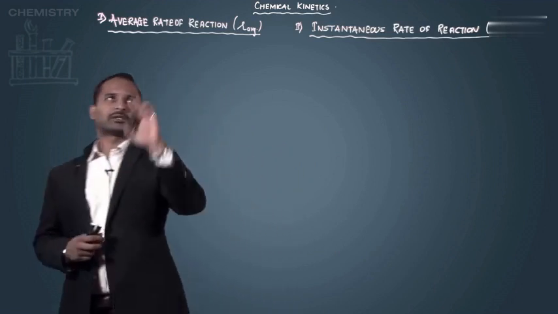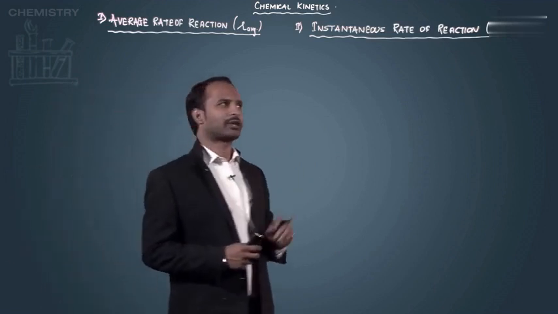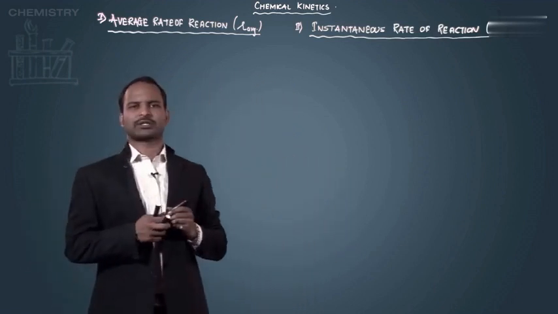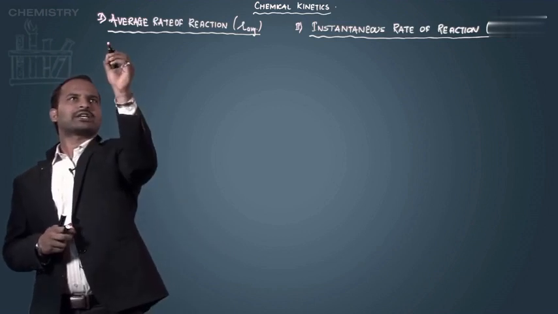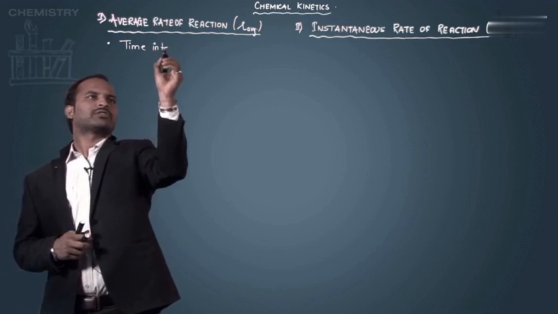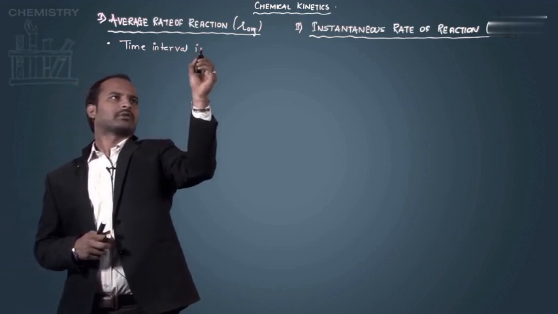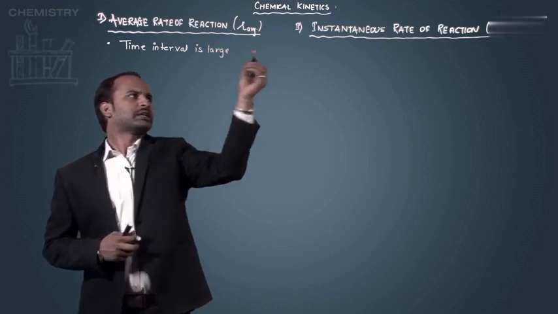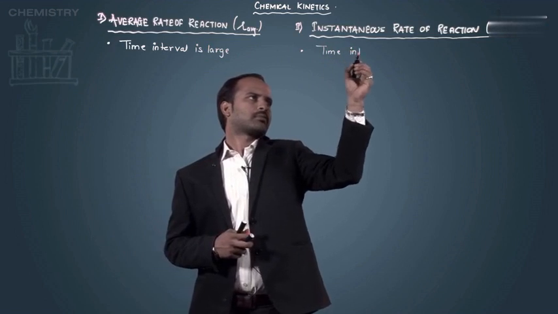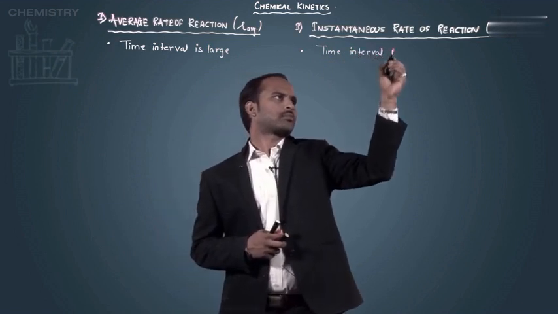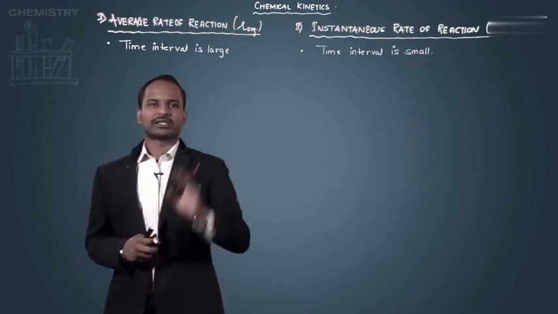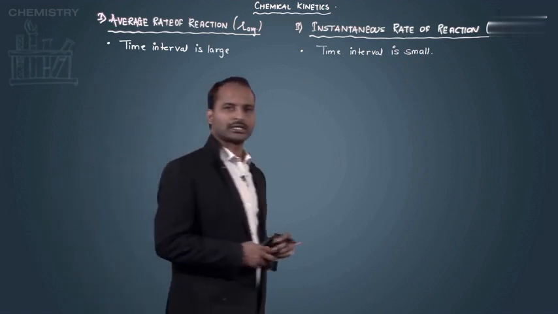So we have two different methods, that is average rate of reaction and instantaneous rate of reaction. Now what is the main difference between these two methods of expressing the rate of reaction? In case of average, the time interval is large, means here we are observing a reaction for a larger duration. While in case of instantaneous, the time interval is small. So in this case, the time interval is larger, while in case of instantaneous, the time interval is very small.